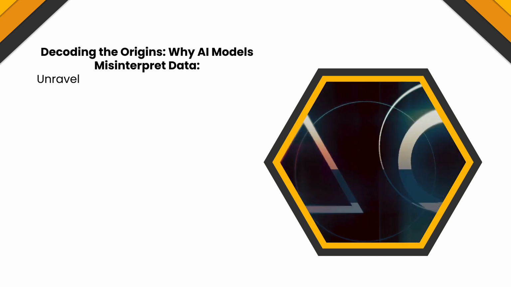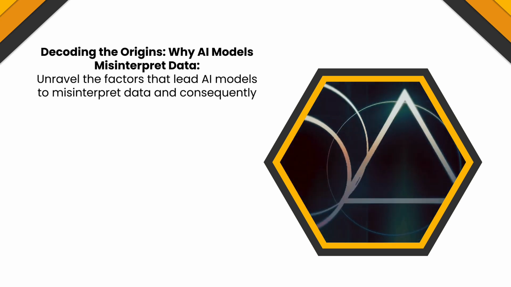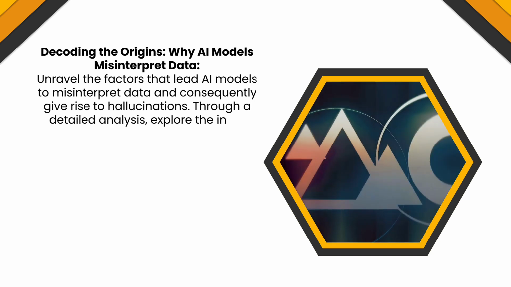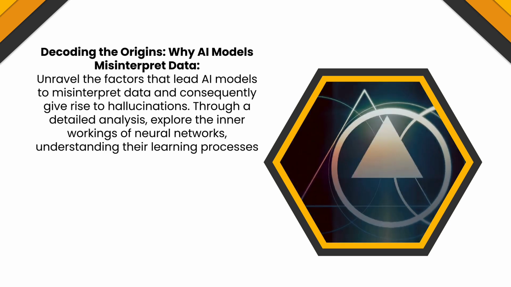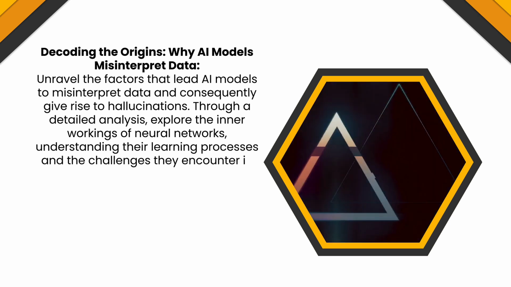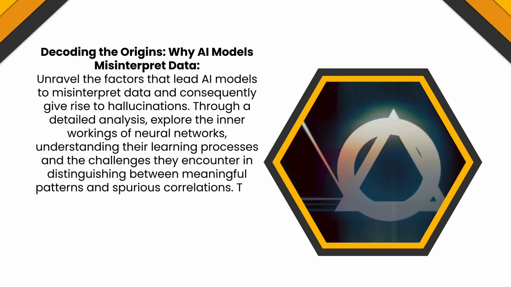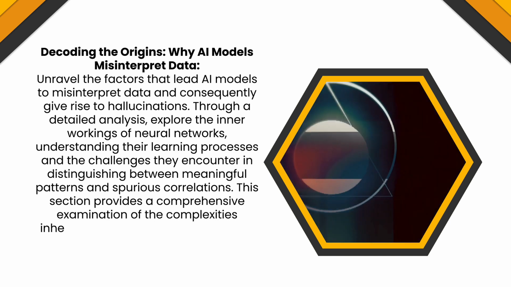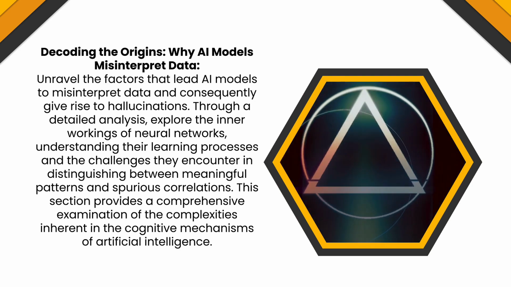Decoding the origins. Why AI models misinterpret data. Unravel the factors that lead AI models to misinterpret data and consequently give rise to hallucinations. Through a detailed analysis, explore the inner workings of neural networks, understanding their learning processes and the challenges they encounter in distinguishing between meaningful patterns and spurious correlations. This section provides a comprehensive examination of the complexities inherent in the cognitive mechanisms of artificial intelligence.